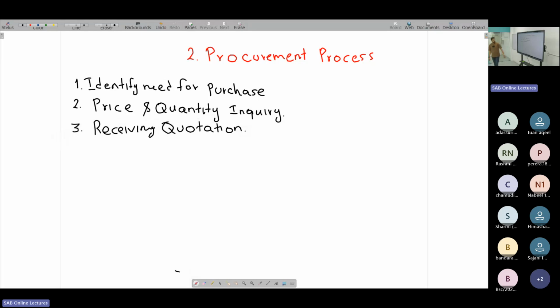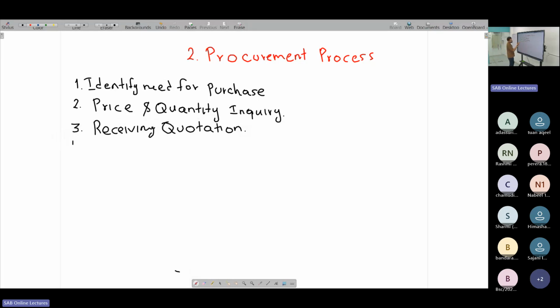Here we should first identify whether this item should be purchased now or postponed until later. So now we are deciding, yes, this item should be purchased now. Next is the price and quantity inquiry, whether this much quantity is available and what the price is. Once we make an inquiry, the supplier will send a quotation and we should receive the quotation.